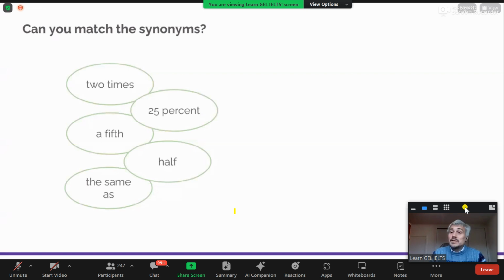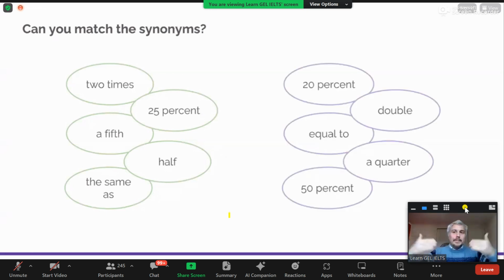But we don't want to use the same words every time. We want to paraphrase and use different vocabulary. Remember, the examiner is looking for your range of vocabulary, so we need to use different words. Look at these words and match them to the words with the same meaning. For example, half is the same as 50%. Match the other vocabulary and type in the chat box, please.